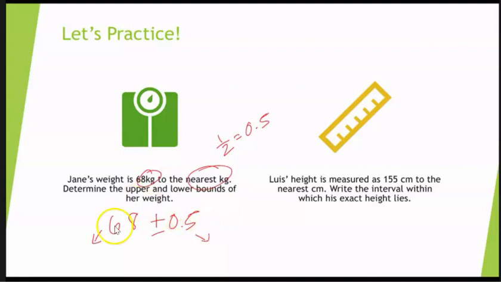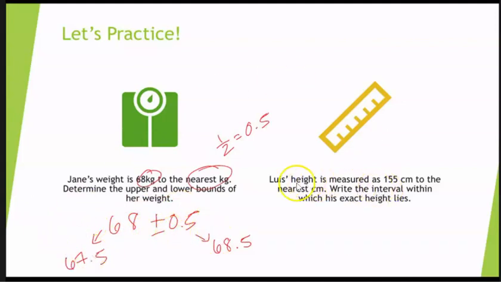Now to find your upper bound, you're just going to take your exact value and add, that's where this plus comes from, this interval here. So 68 plus 0.5 is 68.5. To find your lower bound, you're just going to take your exact value and subtract this interval right here. So 68 minus 0.5 is 67.5. Those are your upper and lower bounds.